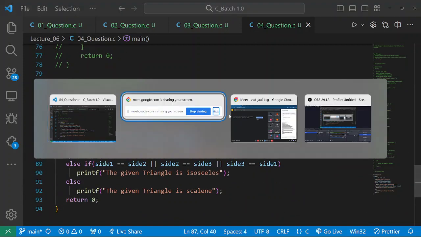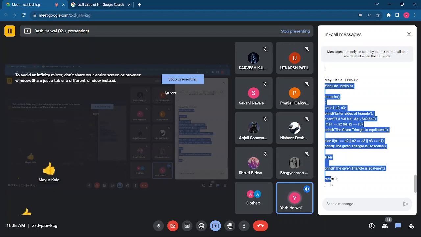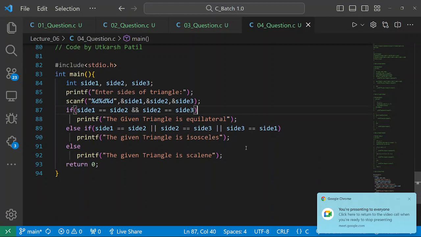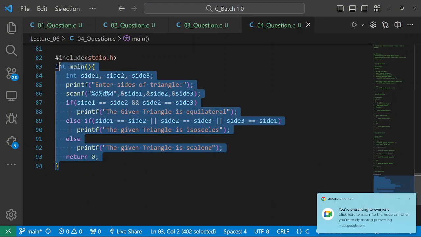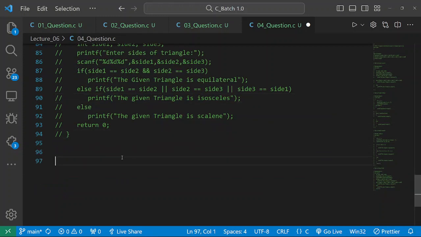Okay, what about others? Have you understood the concept? Okay, Mayur, you have provided, but this will be the last. Now no one needs to paste. Okay, concept is clear? Yeah, good, good. Let me write Mayur's code too. Mayur Kale.